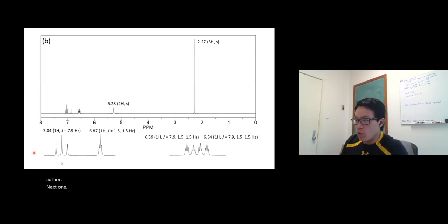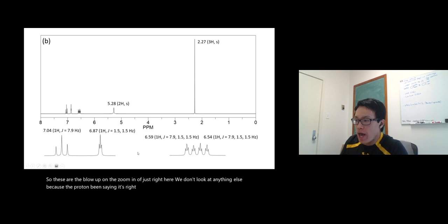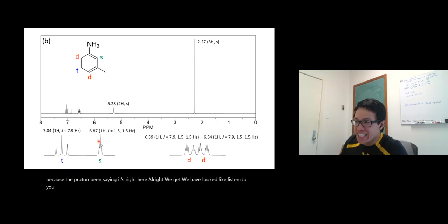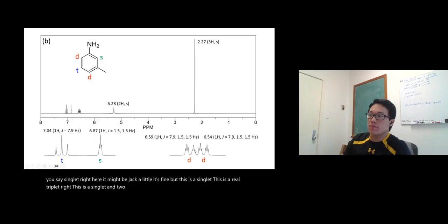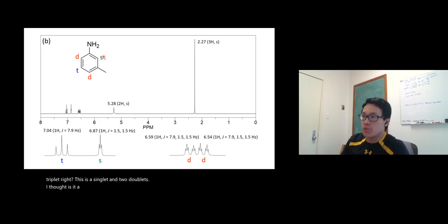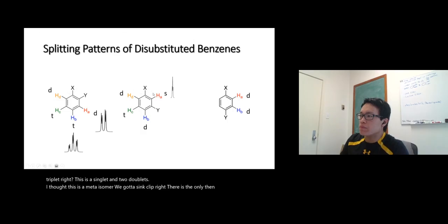Next one. These are the blow-up, or zoom-in, of just right here. We don't look at anything else because the protons on benzene are right here. You see a singlet right here. It might be a little jagged, it's fine, but this is a singlet. This is a real triplet, and this is a singlet and 2 doublets. So this is a meta isomer. We got a singlet right there. The meta isomer is the only isomer that has a singlet.